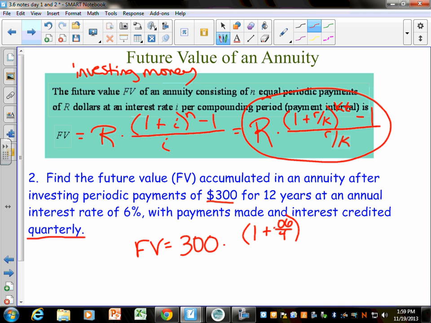So I'm going to write both numbers up here. That's going to be 4 times 12. My advice would be multiply that out before you type in your calculator because it just creates more parentheses. So that would be the 48th power. Minus 1, all divided by 0.06 divided by 4.